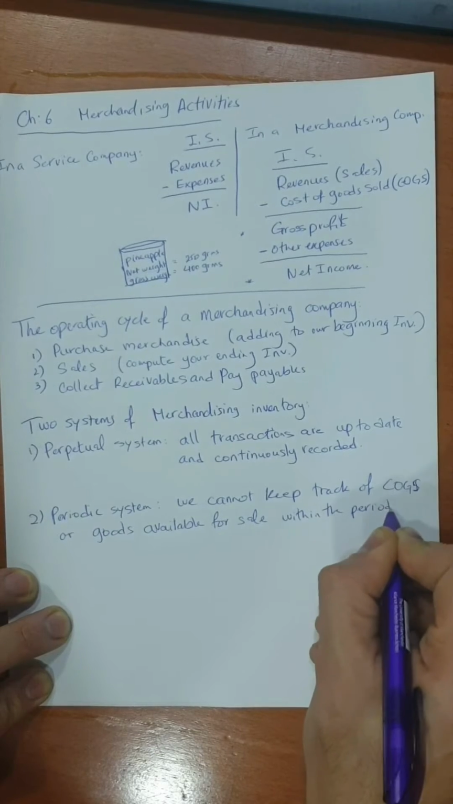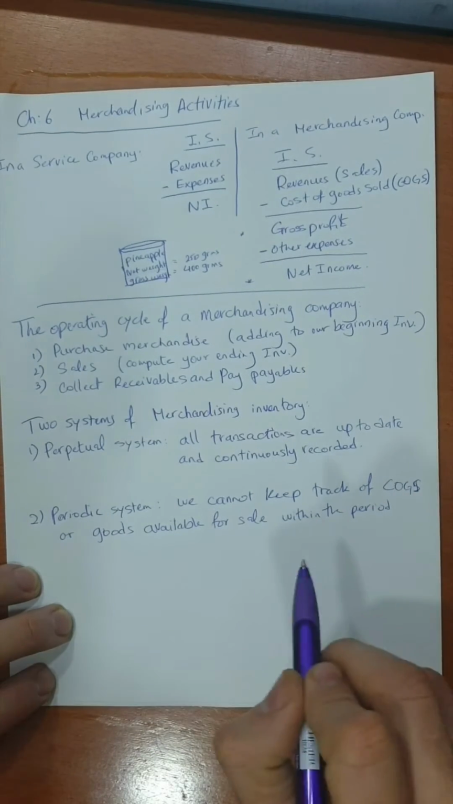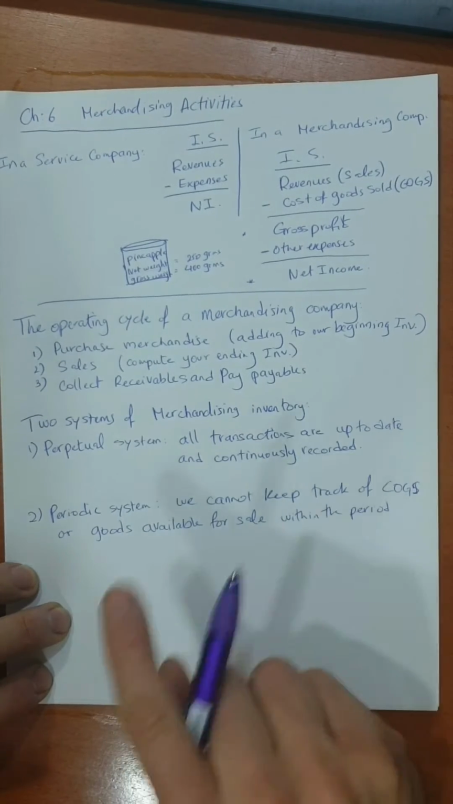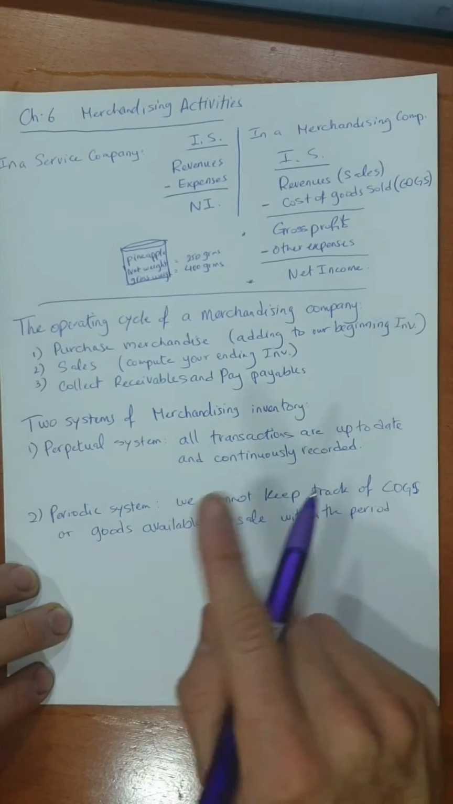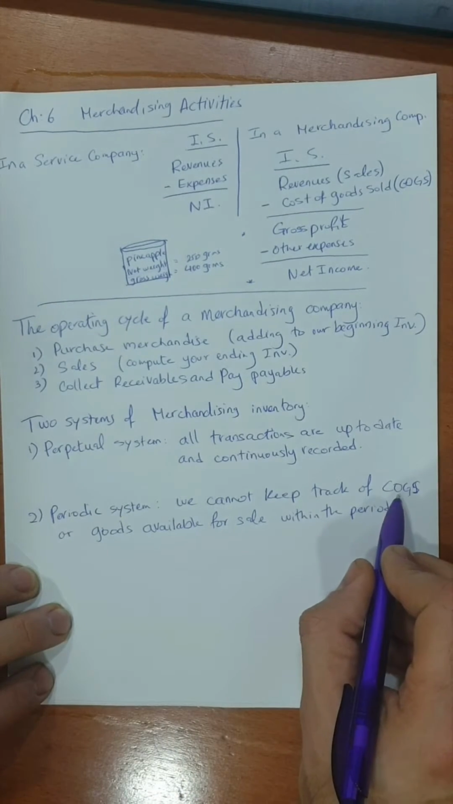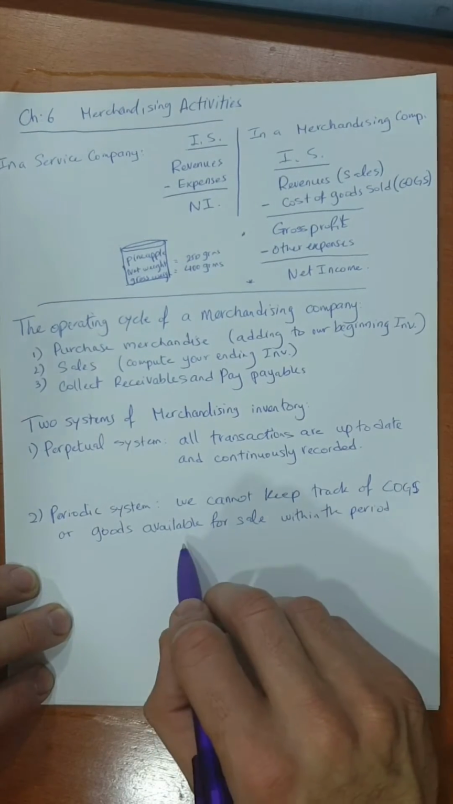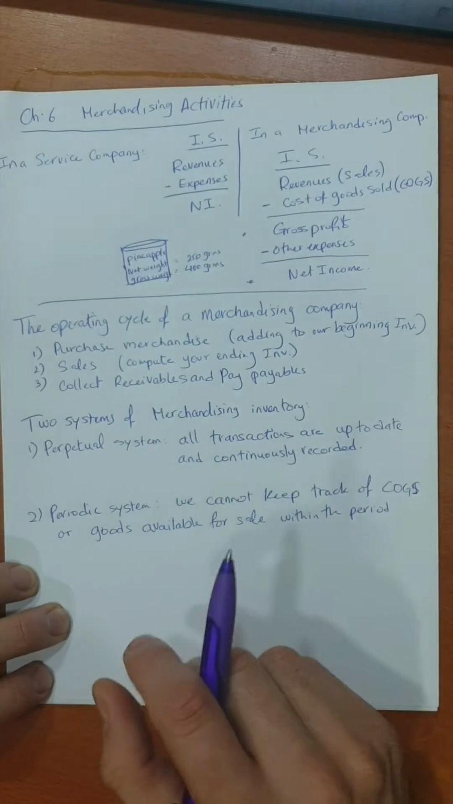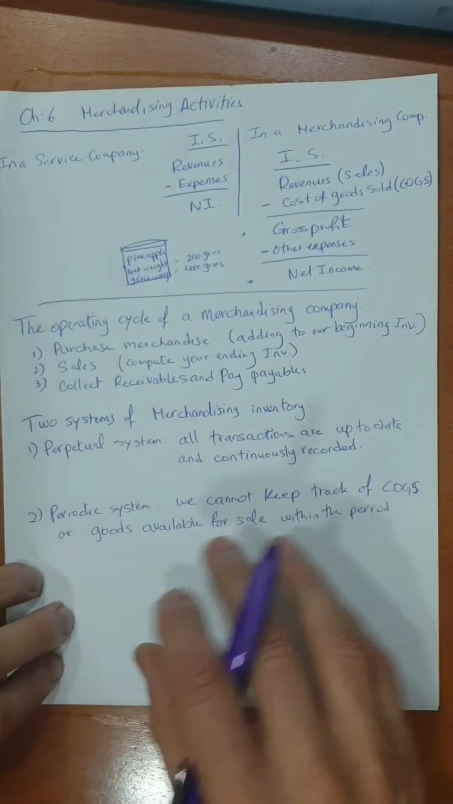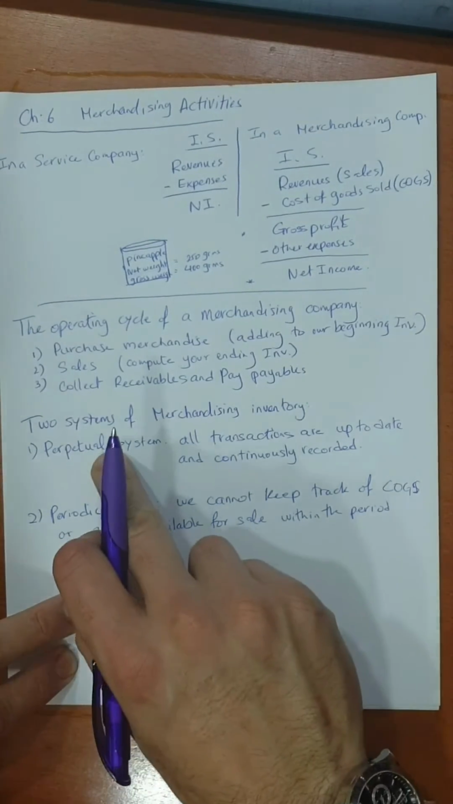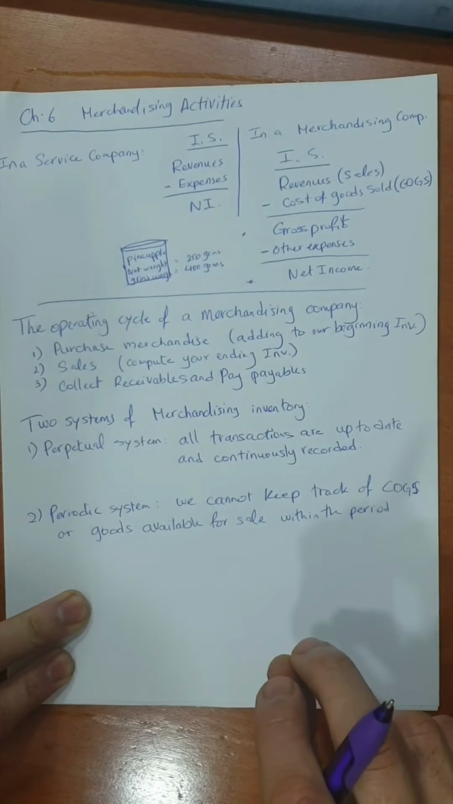So assuming that we close our accounting period every month, if the manager asks us within the month, at the 15th, for example, for a figure of the cost of goods sold or the goods available for sale, we cannot automatically get this number. We need to go back to the warehouse and do a stock count, unlike the perpetual system where everything is continuously recorded and updated.